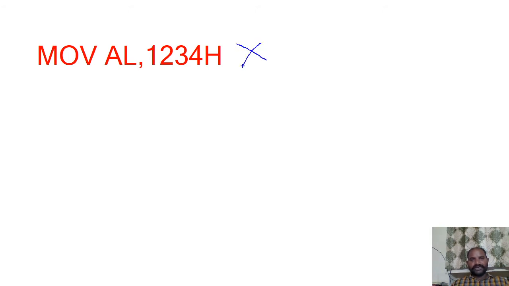It is not acceptable just because 1234H is 16-bit data, but the destination is 8-bit. So it is highly impossible to copy 16-bit data into an 8-bit register. And one more way.